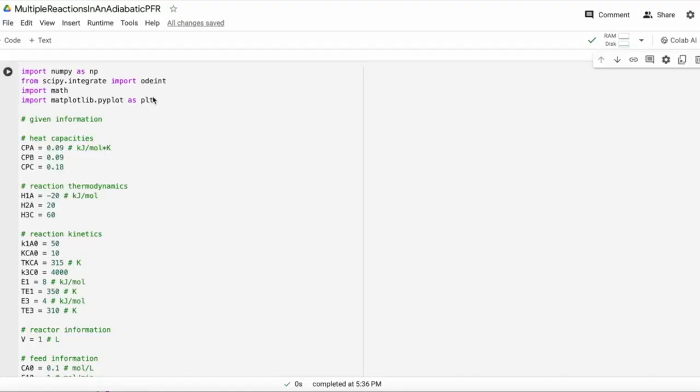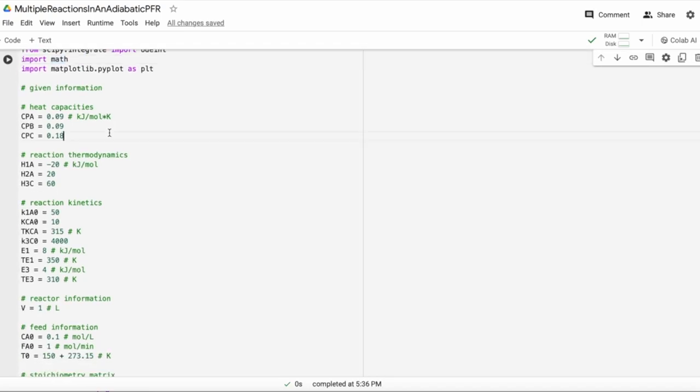All right, so here I have the Python solution for the multiple reactions in an adiabatic PFR problem. I'm going to start out by loading up the functions that I need. I'm always going to bring in numpy. I'm going to bring in odeint because I'm solving a PFR, so I need an ODE solver. I'm going to bring in my plotting function because I want to plot the results. I'm also going to bring in this math function. This is going to allow me to use exponentials, which I need for my Arrhenius and Van 't Hoff equations, and I'll show you that in just a second.